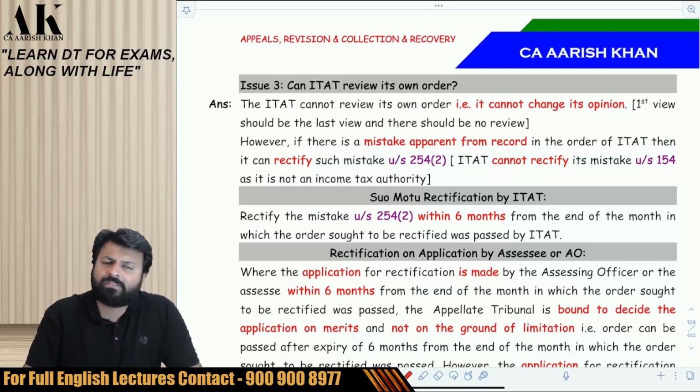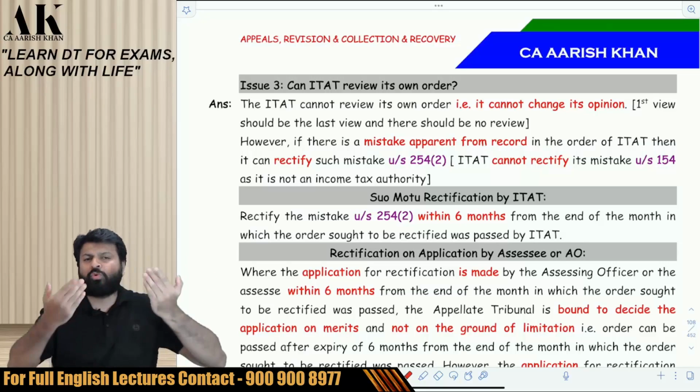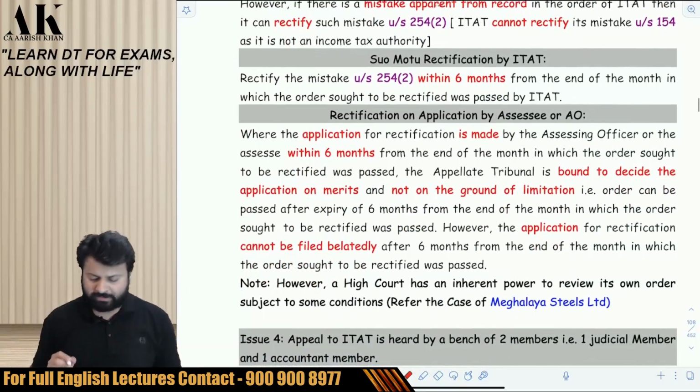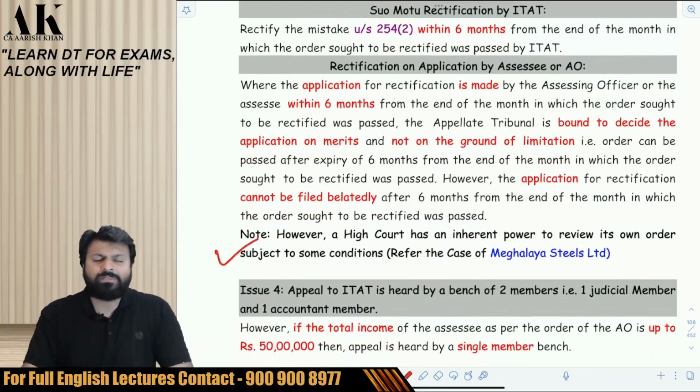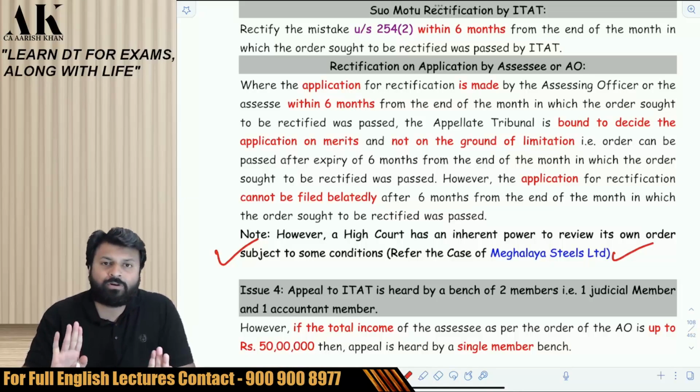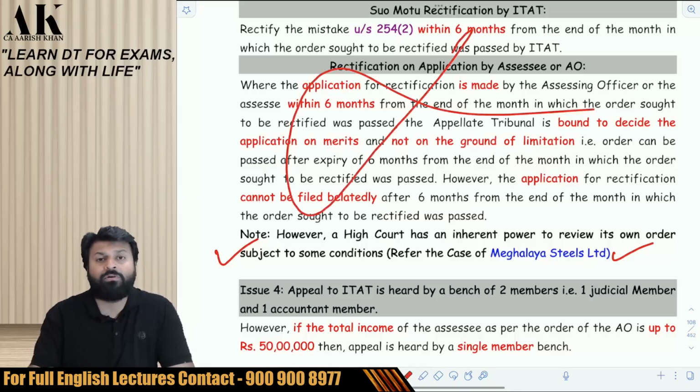What is the time limit? 6 months. It has to be rectified within 6 months. If the ITAT is rectifying suo motu, within 6 months; if the assessee is making an application, then also within 6 months. Okay. So here there is one Supreme Court judgment which says, can the High Court review its own order? It was held by the Supreme Court in the case of Meghalaya Steels Limited that the High Court has the power to review its own order, but the ITAT does not have the power to review its own order.